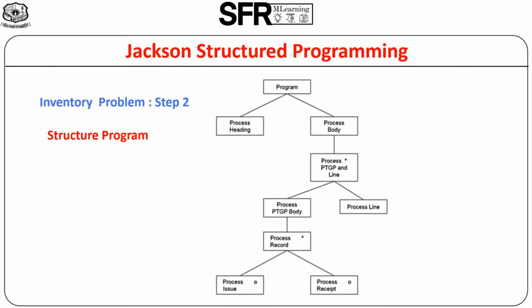This program structure is derived from step 1. From step 1, the common input and output files or data are combined to form this type of structure. Here the program contains process heading and process body. The process body contains the part group and line number. The body of the part group contains one or more process records, which has either an issue record or a receipt record, and then combined with the process line it forms the process body.